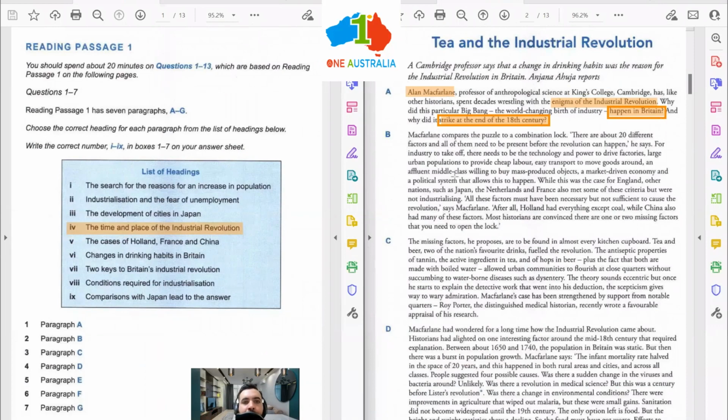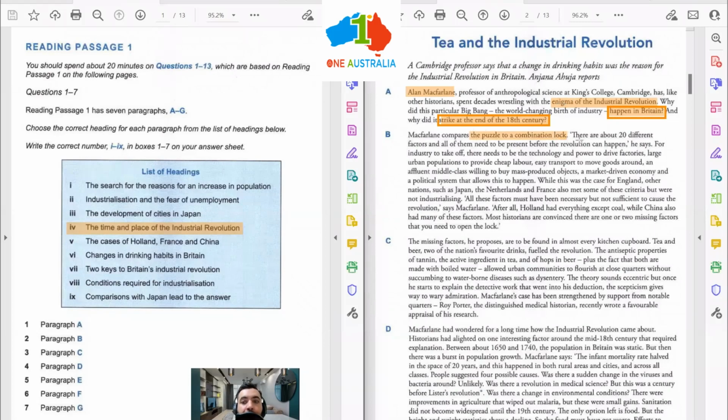Let's read ahead. Paragraph B, they're saying McFarlane compares the puzzle to a combination lock, right? Now this person is comparing this enigma, this puzzle, to a combination lock. Yes, so we were reading that this person is comparing this puzzle, this enigma of the industrial revolution, to a combination lock, right? Why is he doing that?